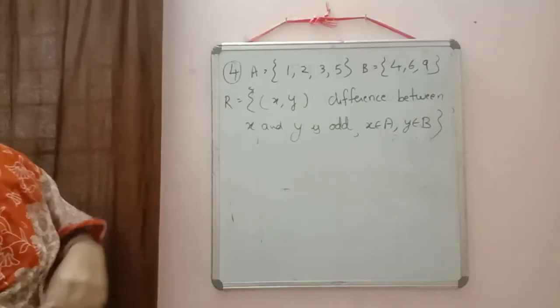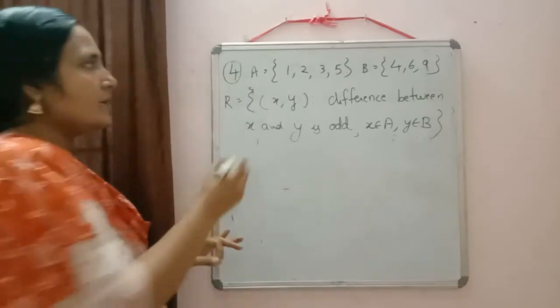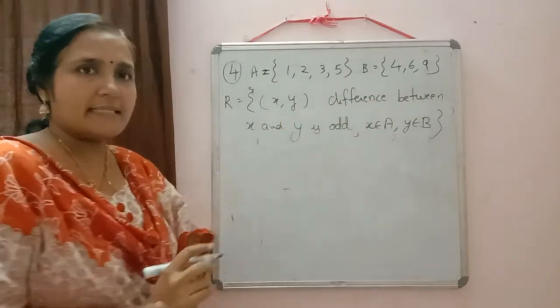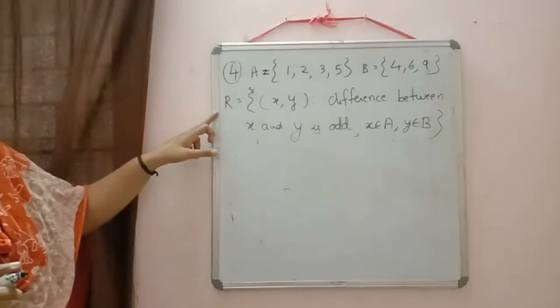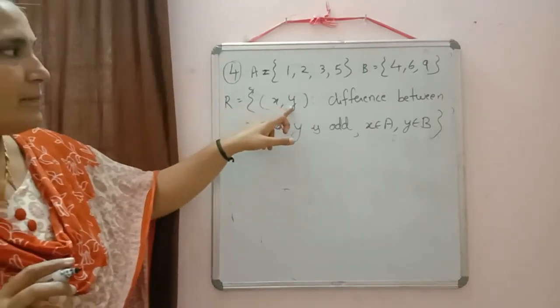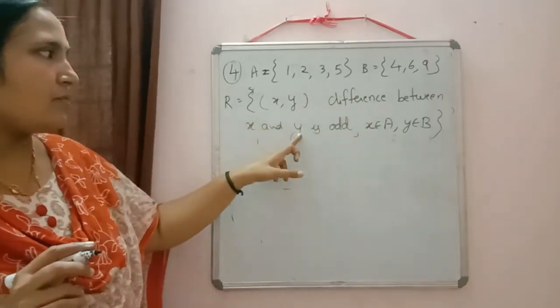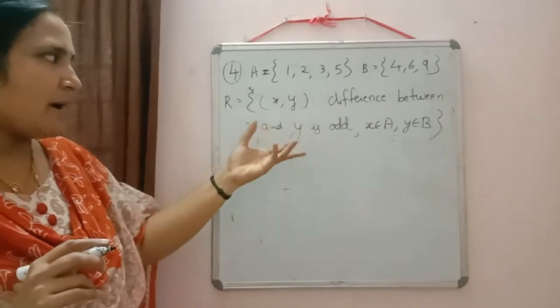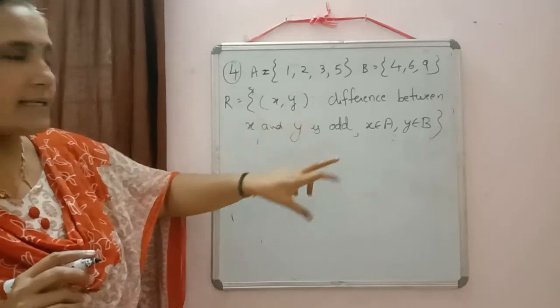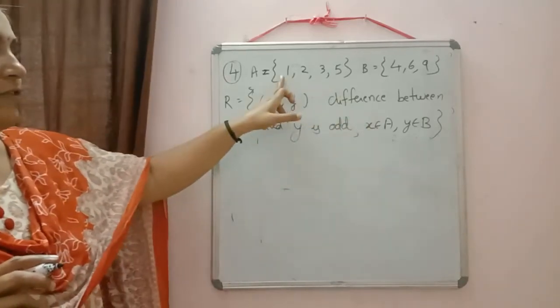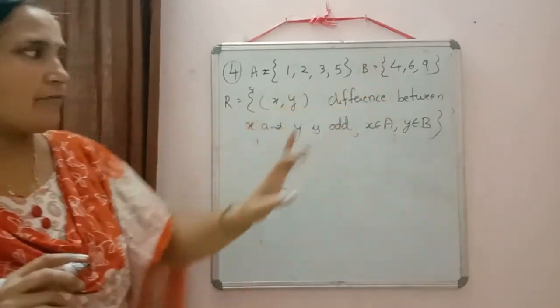So all of you, in this question it is given set A is equal to {1, 2, 3, 5}, B is equal to {4, 6, 9}. The relation is defined in this way: the set of all ordered pairs (x, y) such that the difference between x and y is odd. X minus y or y minus x should be an odd number. First, x we have to take from A and y we have to take from B.